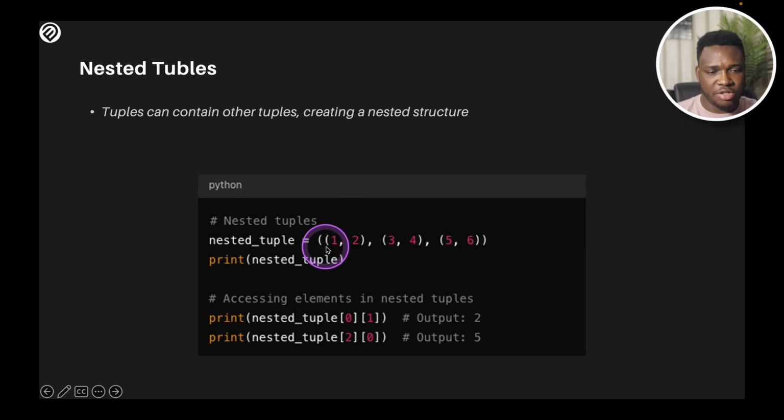We have a nested tuple here. We have the main tuple, which is the one we can see on the outside, and inside of the main tuple we have these individual tuples. So these are nested tuples inside of the main tuple. And if you say print, the nested tuple is going to return each of these tuples individually.